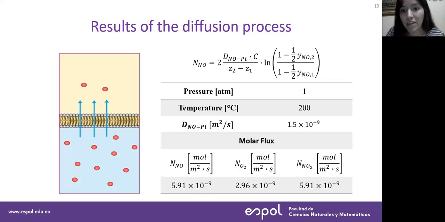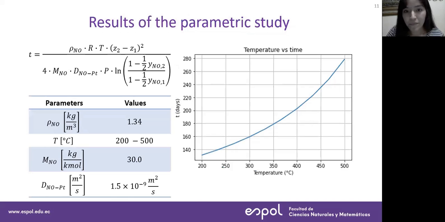On Fick's law, we got the following. The operating conditions are a pressure of 1 atmosphere and a temperature of 200 degrees. Based on the boundary conditions, we got a molar flux for each component and the stoichiometric ratio used on Fick's law. Now, for the parametric study, we needed an equation to relate the temperature and the time.